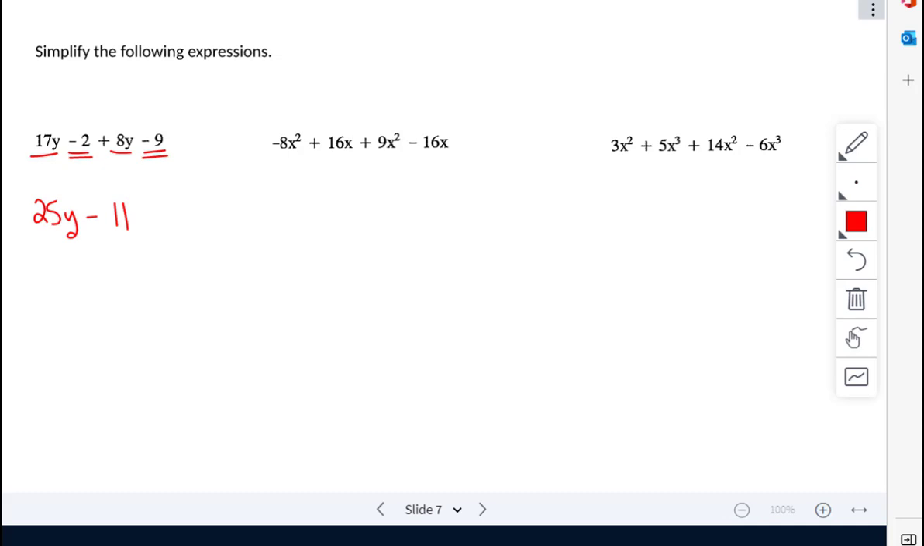All right, so here we have negative 8x squared plus 16x plus 9x squared minus 16x. So again, look at your literal coefficients. So negative 8x squared and 9x squared can be collected together. And then positive 16x and negative 16x can be collected together. All right, so when we collect negative 8x squared and 9x squared together, we get the 1x squared. And then 16x minus 16x is just 0. So our answer is just 1x squared here.